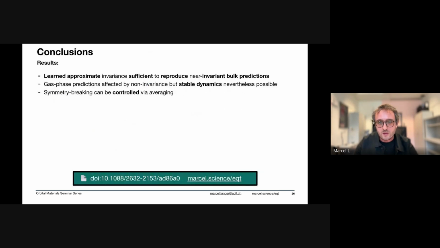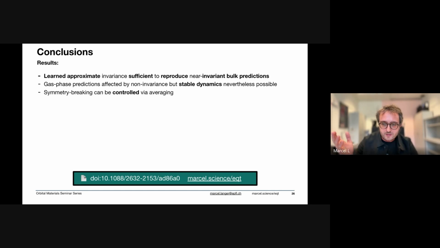Okay, this brings me to the end of my talk. So just to summarize our results, we found for bulk water, so in this case that we studied, learning your rotational symmetry from data with data augmentation instead of baking it into the model seems to be perfectly fine. We could not find anything wrong with this.